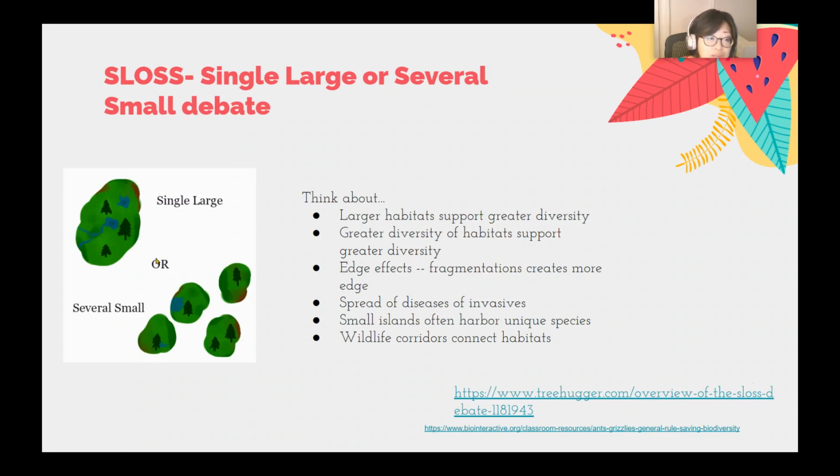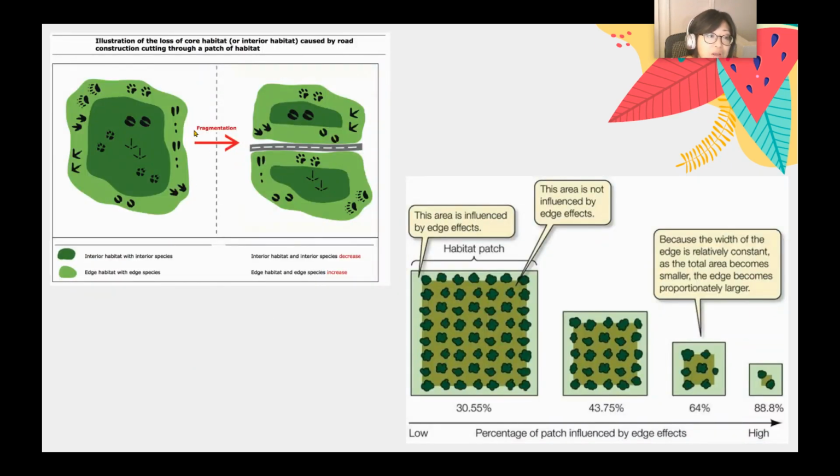Of species. So in that sense, a single large habitat would be a better thing, right? Because when you have smaller habitats, you're going to have something called edge effect. So you're going to create more edge, right? Let me explain a little bit more here. Edge effect is when you fragment a habitat, you create these edges, and edges are going to have slightly different characteristics than the interior of the ecosystem.